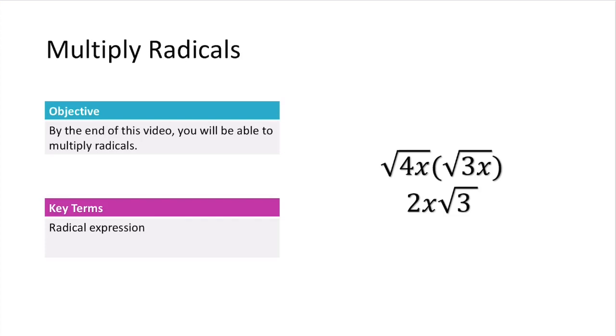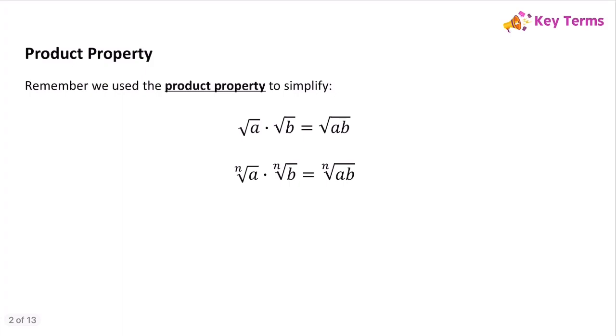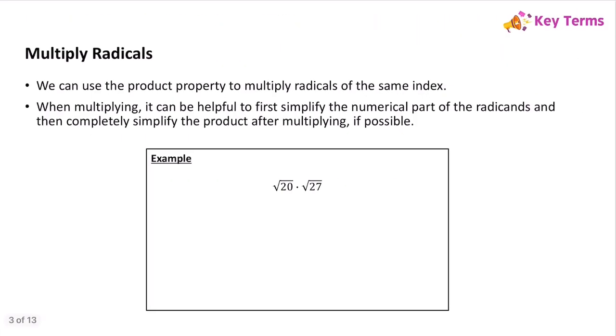In this video, we're going to talk about how to multiply radicals. So remember, we used the product property when we were simplifying radicals. So we can use the product property to multiply radicals of the same index. When multiplying, it can be helpful to first simplify the numerical part of the radicands and then completely simplify the product after multiplying, if it's possible.